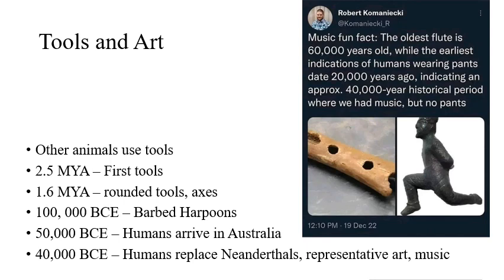And about 40,000 years ago, humans replaced Neanderthals, and you start to see representative art and music. It's possible that Neanderthals also had representative art, possibly music, who knows. The book spends a little bit of time talking about communication in Neanderthals. It actually spends a lot of time talking about communication and vocalizations. Neanderthals had a larynx similar to modern humans, right?